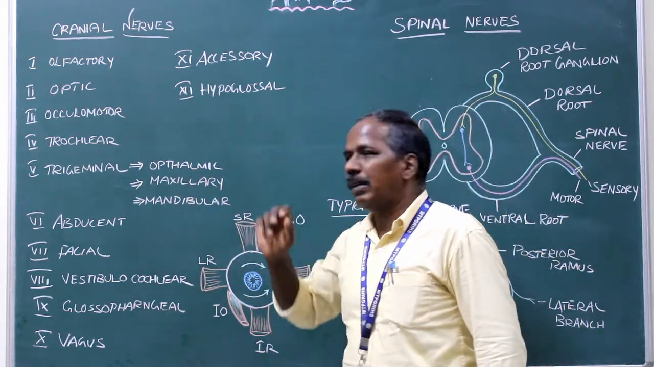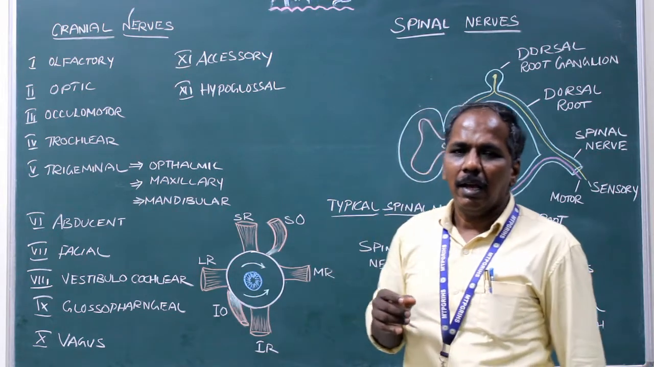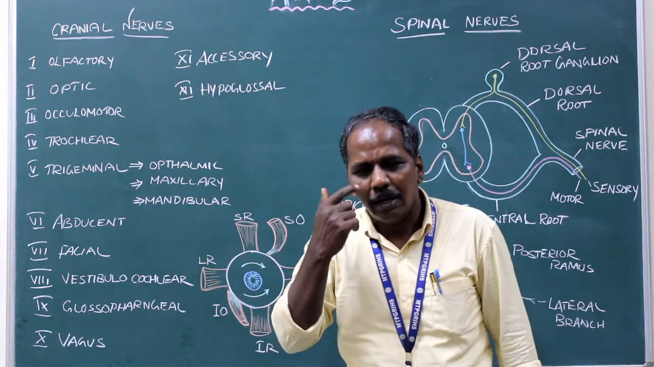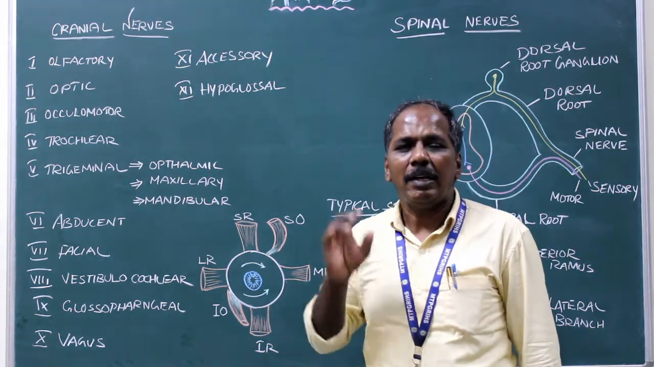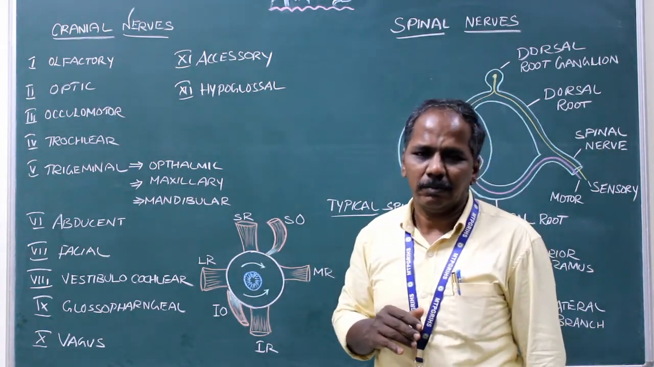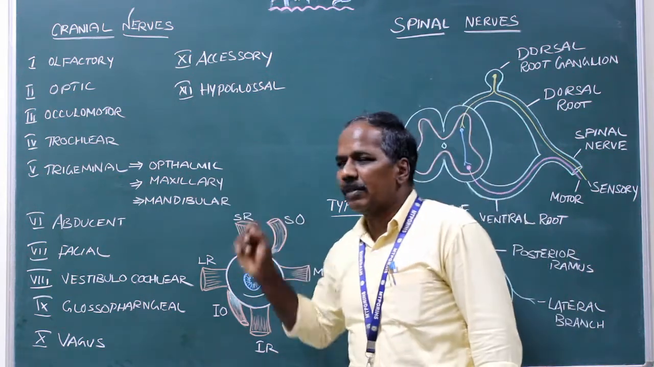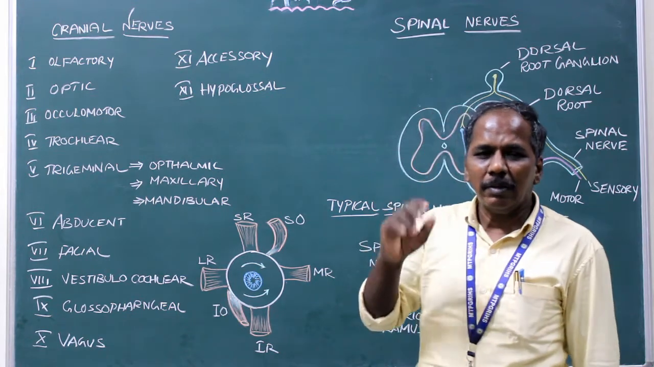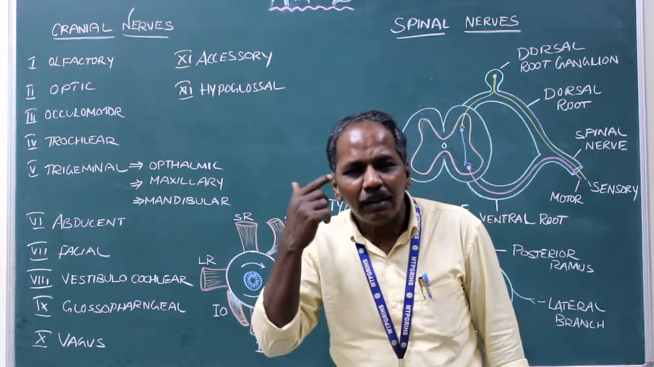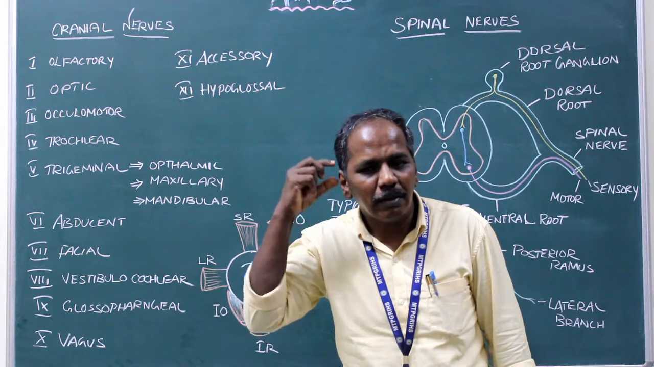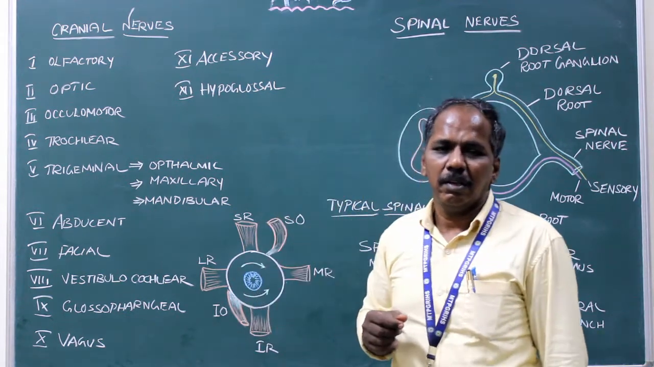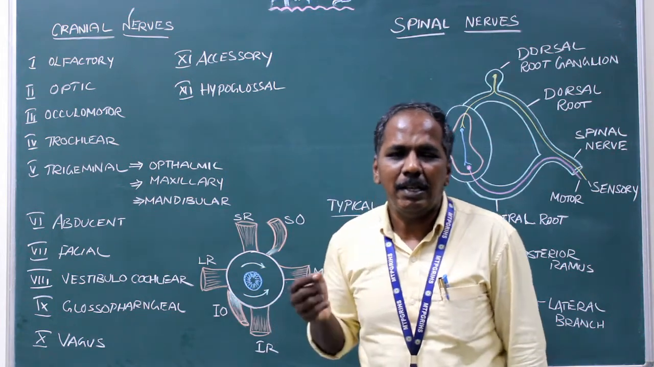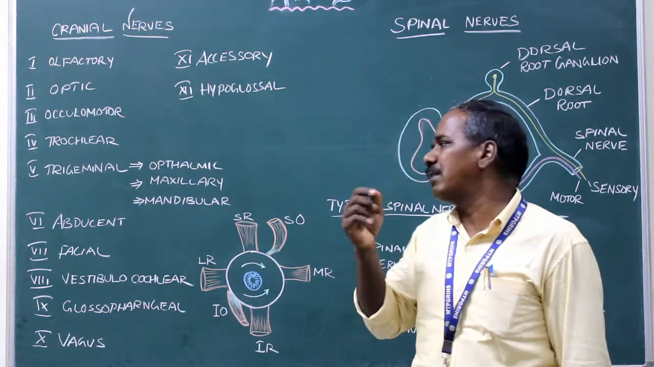Ophthalmic division, function: it supplies skin over the forehead, eyelids, and lacrimal gland. Maxillary division of trigeminal nerve is also sensory. It supplies skin over the middle third of the face, and teeth and gums of the upper jaw.